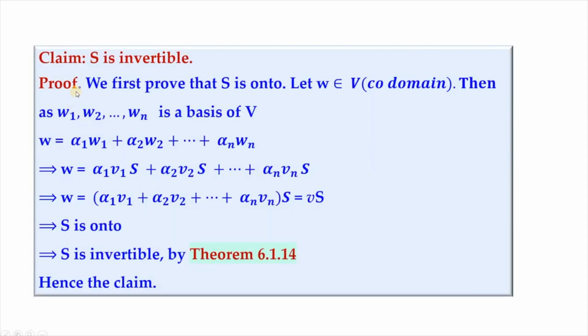So for proving this, we first prove that S is onto. Once we have S to be onto, by theorem 6.1.14, which is established earlier, we can have our S to be invertible. So we first prove that S is onto, for which we shall consider any arbitrary element in the codomain, say some w. Then w1 etc. wn being a basis of V, this w can be uniquely written as a linear combination of those basis elements.